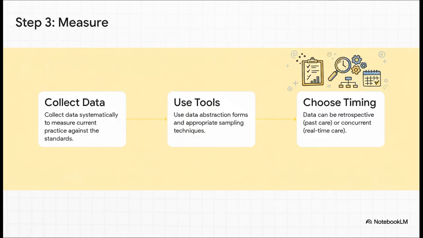Step 3. This is where you roll up your sleeves and do the detective work. You systematically collect your data to see how you're actually doing compared to the standard you just set. You've got two main ways to do this. You can look backwards at old patient records, we call that retrospective data, or you can collect it as it happens, in real time, which is called concurrent data collection.